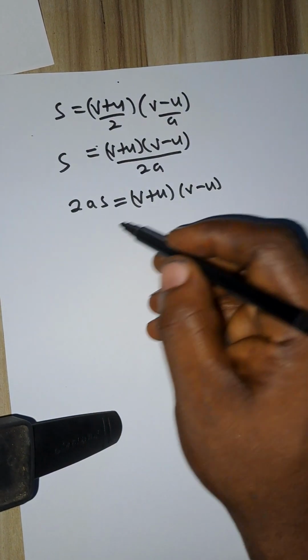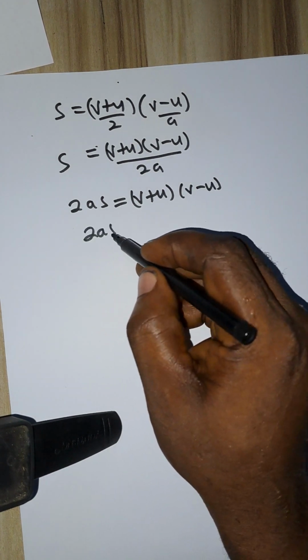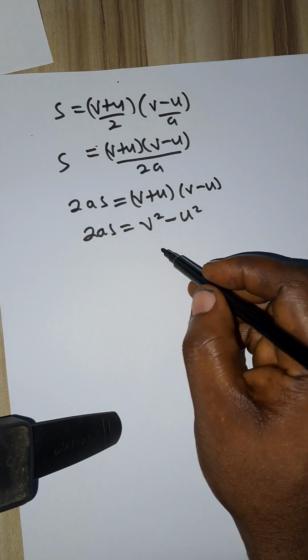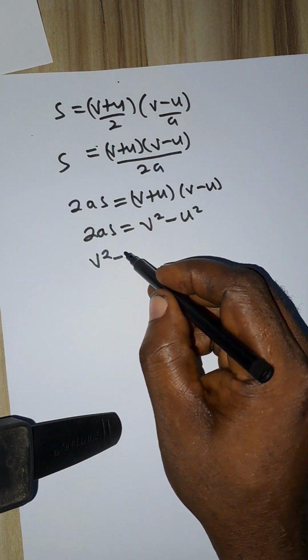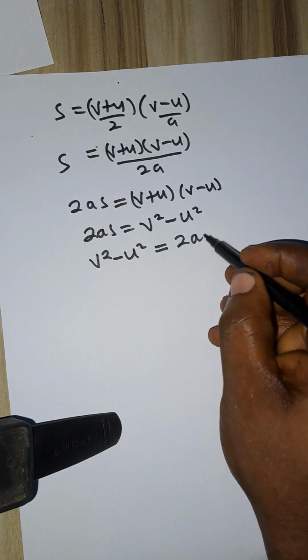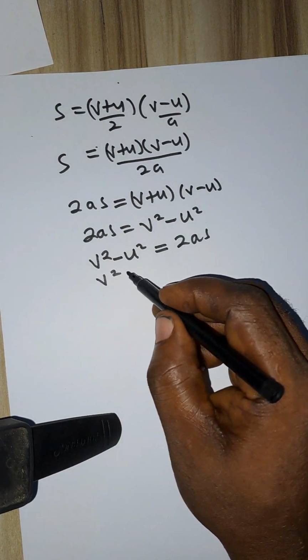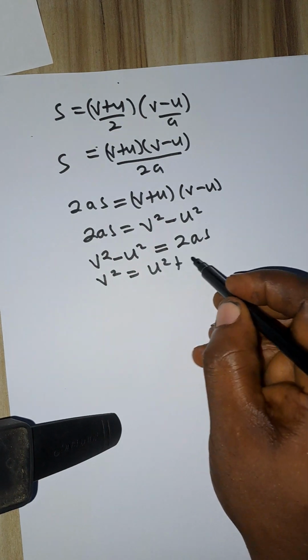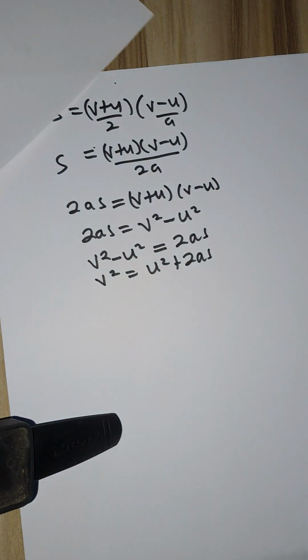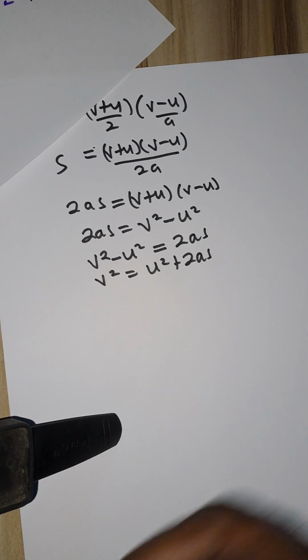So this is a difference of squares. If you expand this, we'll get v squared minus u squared. So this means 2as equals v squared minus u squared. This crosses over and becomes v squared equals u squared plus 2as. Okay? So this becomes our fourth equation of motion.